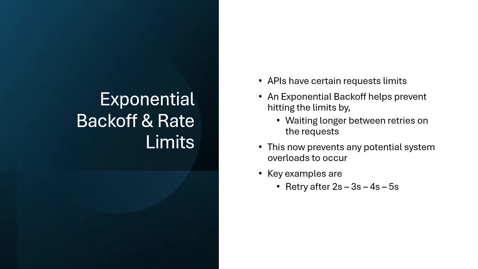So what an exponential backoff does is it helps prevent hitting the limits by, instead of making a lot of API calls at the same time, it'll wait longer between retries on the requests. And as I was talking about system overloads, it prevents any potential system overloads from occurring. Some examples are that you can read that the automated API calls can retry after 2 seconds, 3 seconds, 4 seconds, or 5 seconds. But it's not limited to just these numbers. You could put it for as long as you want.